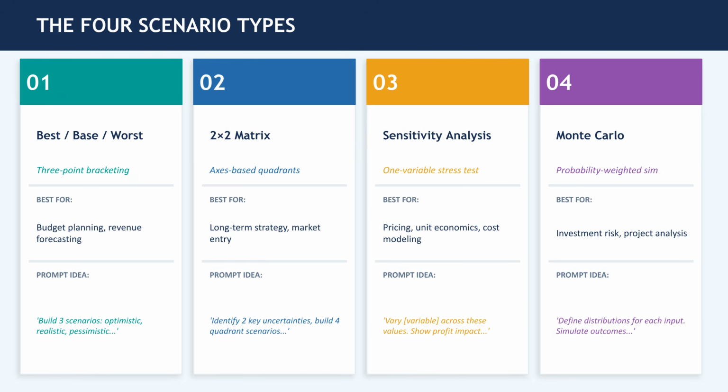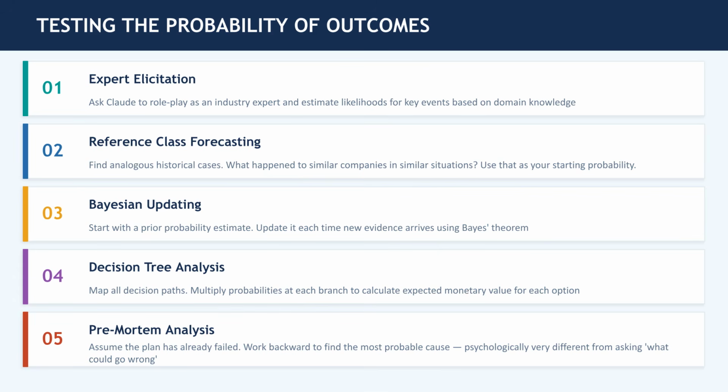The 4 main scenario types are best/base/worst for budgeting, the 2x2 matrix for long-term strategy, sensitivity analysis for stress testing single variables, and Monte Carlo for probability-weighted simulations. We must test the probability of outcomes, as not all scenarios are equally likely.